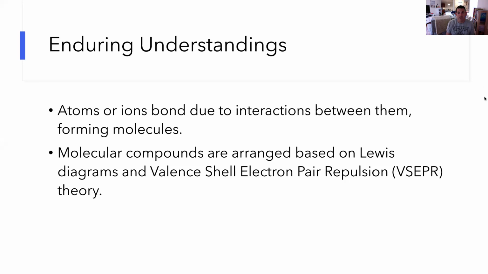So the two enduring understandings we'll see: atoms or ions bond due to interactions between them, forming molecules. And molecular compounds are arranged based on Lewis diagrams and valence shell electron pair repulsion, VSEPR theory.